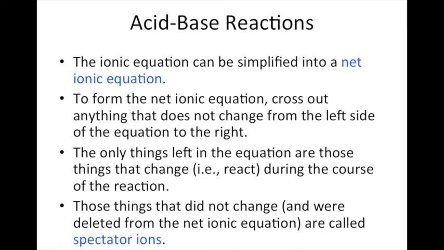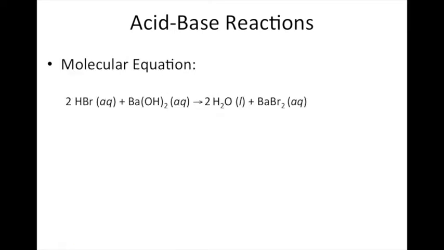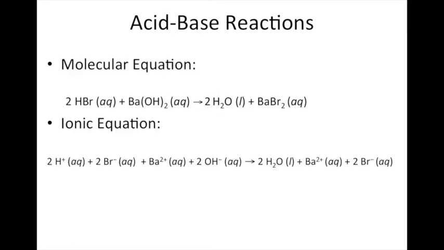The things that did not change, the things we crossed out, are called spectator ions. So be familiar with those terms. So let's take a look. Here's our molecular equation. We wrote the ionic equation, so again, be sure to study that. Now, pause the video and see if you can cross out the spectator ions and write the correct net ionic equation.